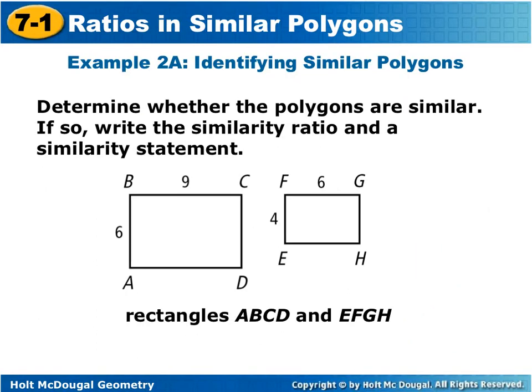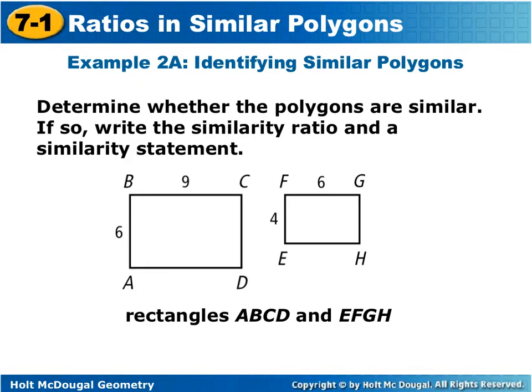Okay, determine whether the polygons are similar. If so, write the similarity ratio and similarity statement. So in order to tell that they're similar, we need all the angles to be the same, and we need all the sides to have the same ratio. So are all the angles the same here?